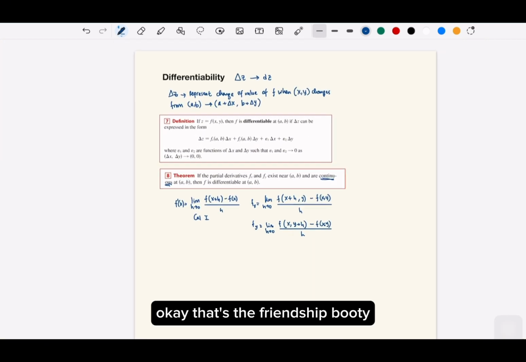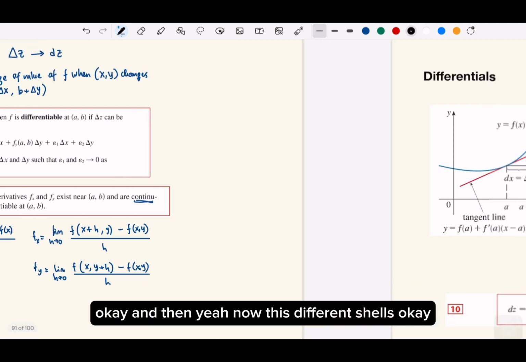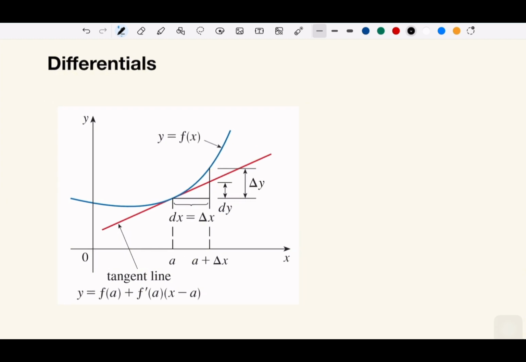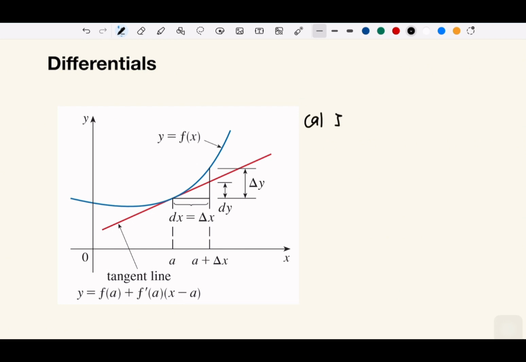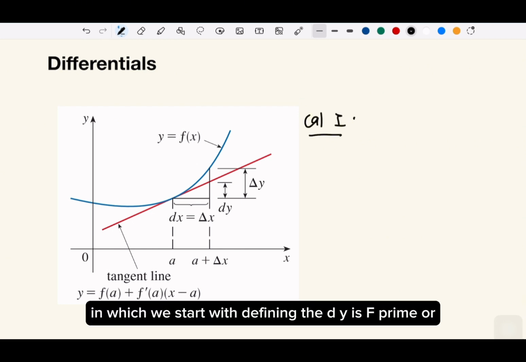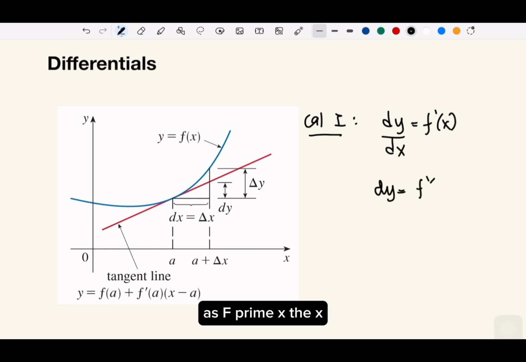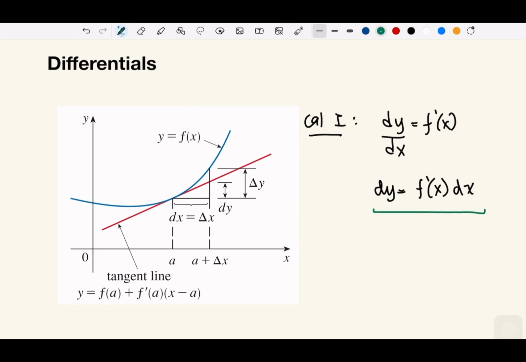Okay, that's differentiability. And now differentials. This is differentials in calculus 1, in which we start by defining that dy/dx is f prime of x, or we can write dy as f prime of x dx. These forms we call the differentials.